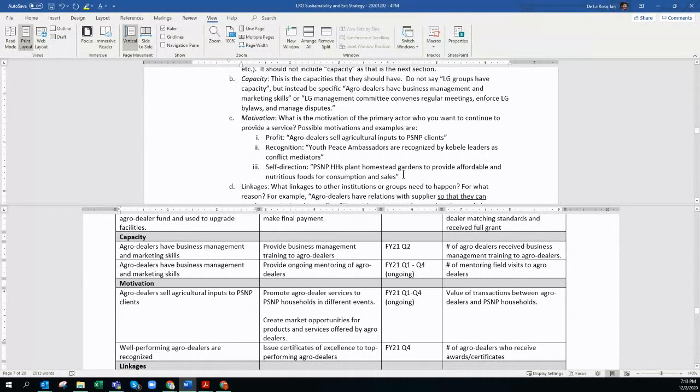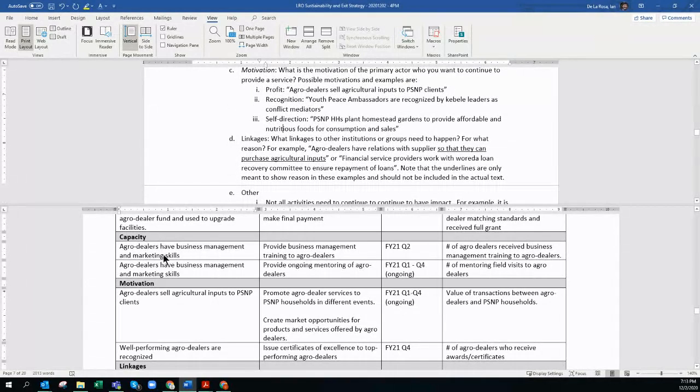And then I have an example here. Self-direction would be, as PSMP plant homes against, to provide affordable and nutritious food for consumption needs. So you can see this is something that is going to benefit them because it goes back to affordable and nutritious.